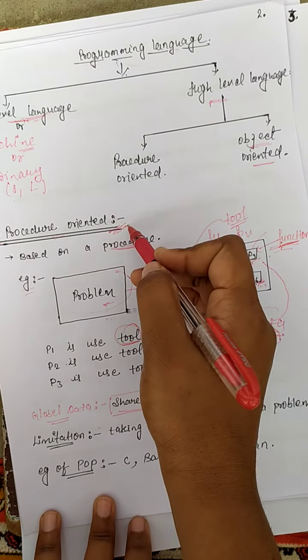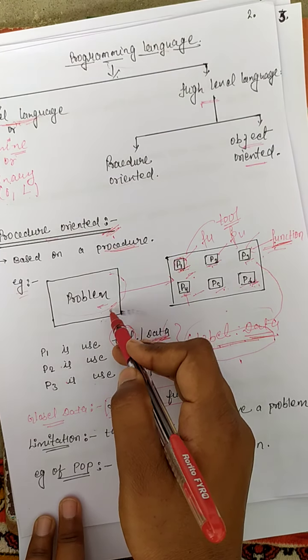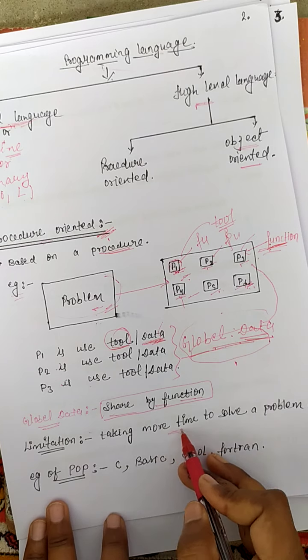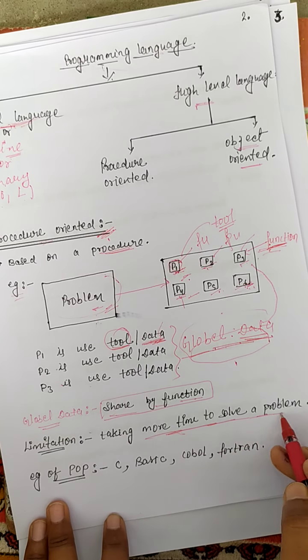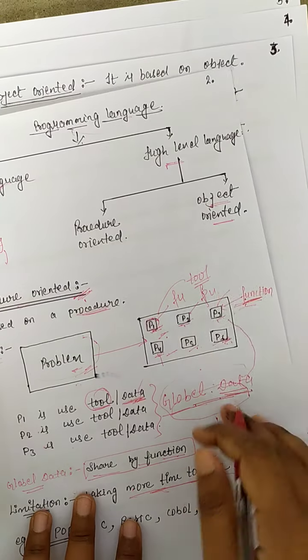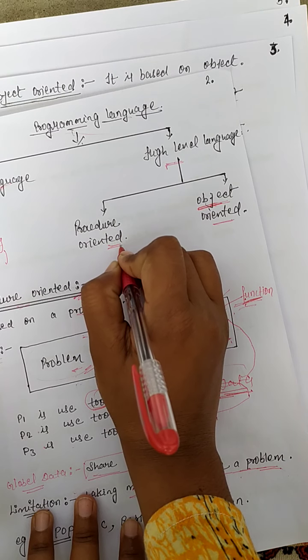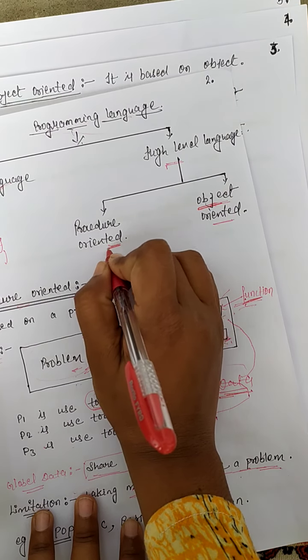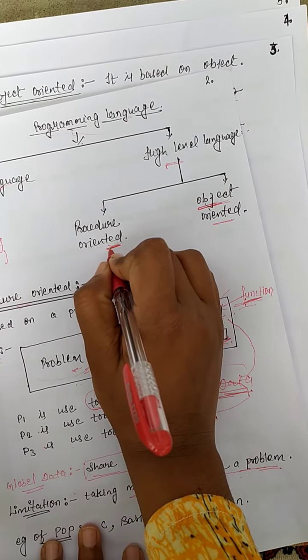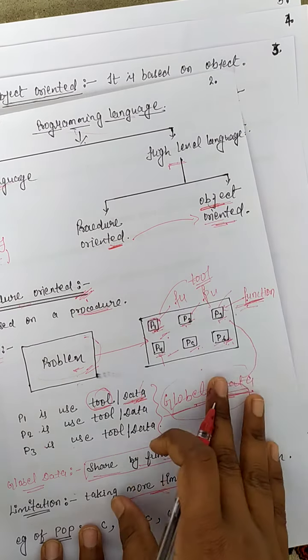But what is the limitation of procedure oriented programming language? For solving any problem, it takes too much time. That's why we learn the object oriented programming language.